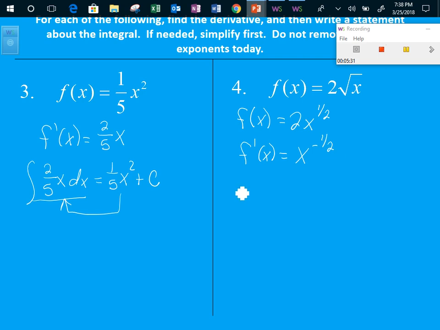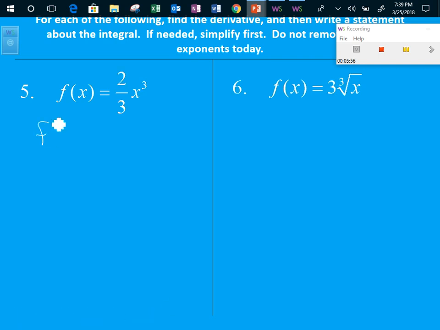Here's my true statement. The antiderivative of x to the negative 1/2 dx is 2x to the 1/2 plus c. For now, we're leaving the negative exponents because I want you to see a pattern from negative 1/2 to 1. Here comes my number 5.